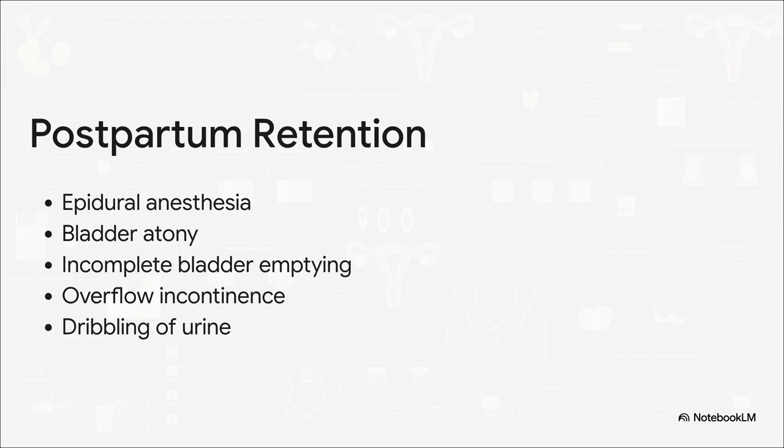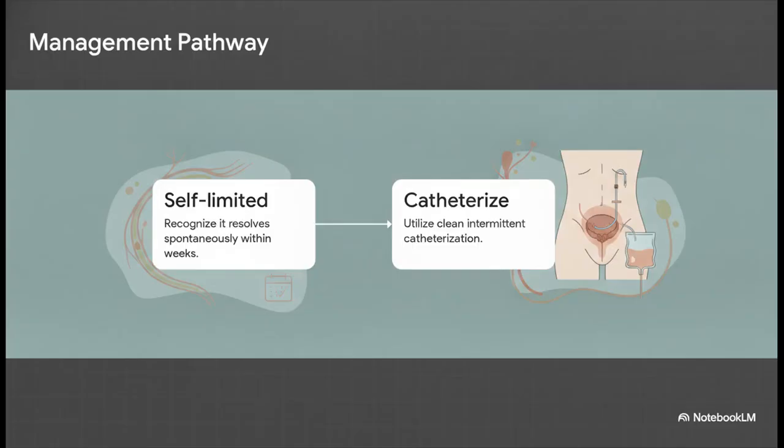As the bladder gets massively distended, the patient will experience small volume voids or continuous dribbling of urine purely due to overflow incontinence. When a patient presents with this immediate inability to void and dribbling, you confirm the diagnosis by checking the catheterized residual urine volume.